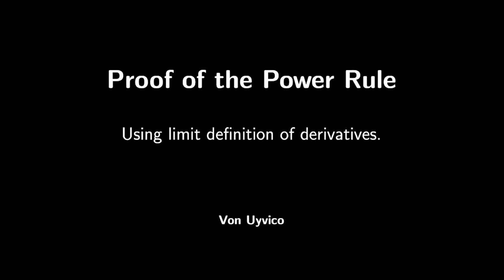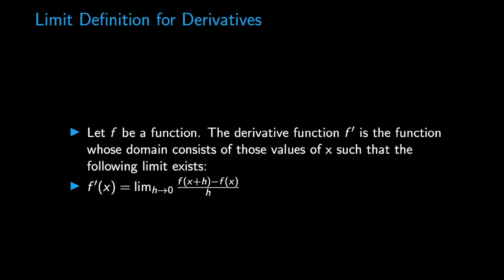Okay, so we are to prove the power rule using the limit definition of derivatives. Recall before we start, the limit definition for derivatives states that, let f be a function. The derivative function f prime is the function whose domain consists of those values of x such that the following limit exists. So f prime of x is basically equal to the limit as h approaches 0 of f of x plus h minus f of x over h.